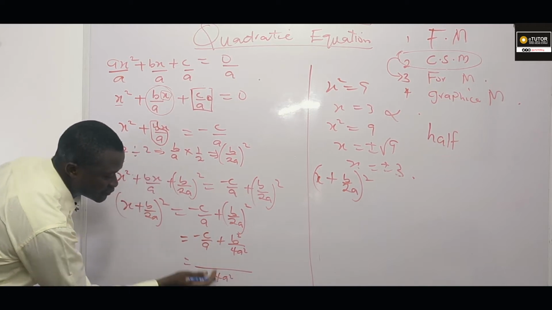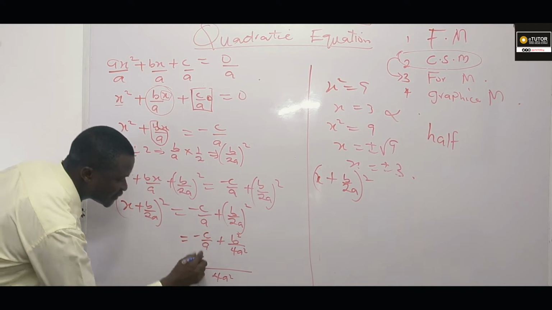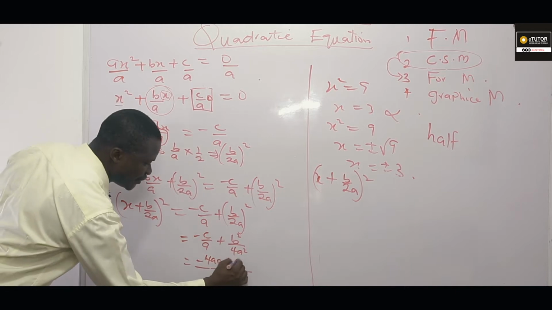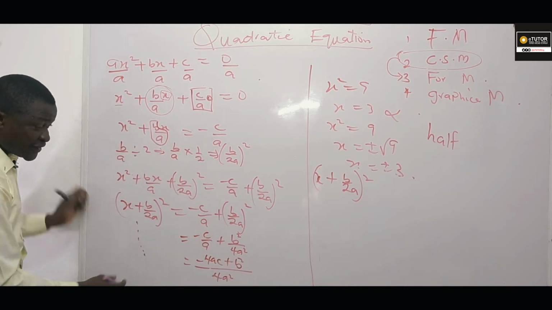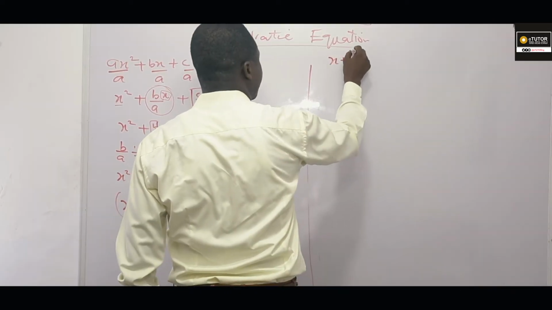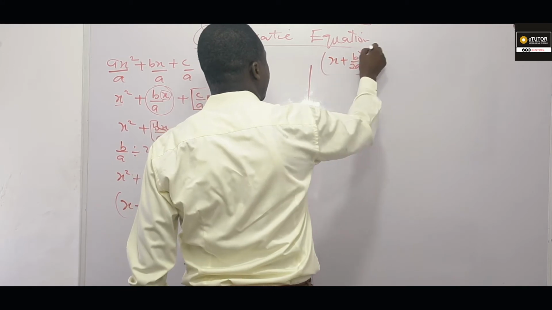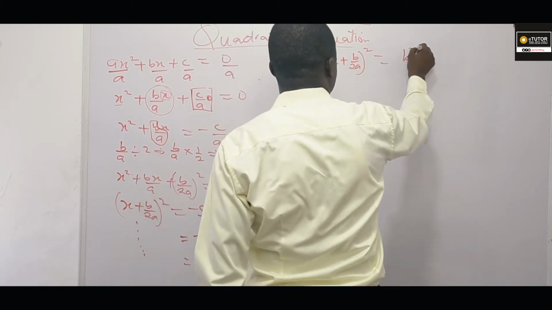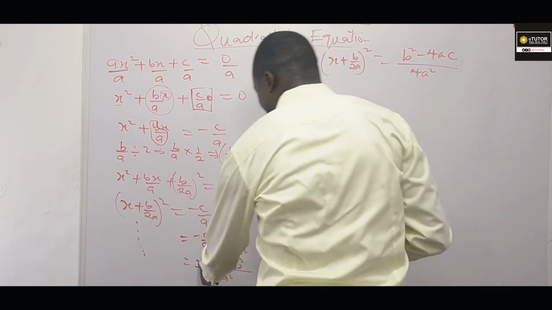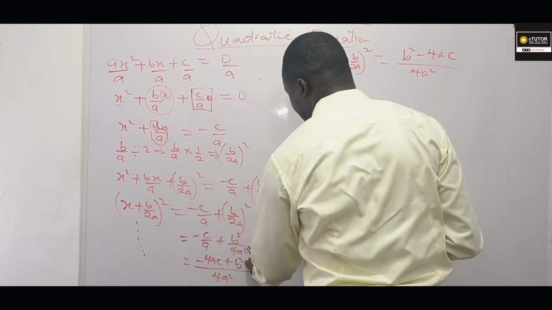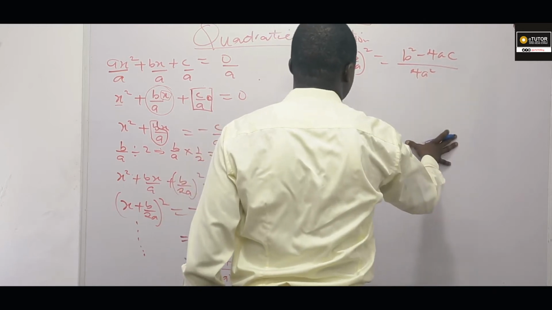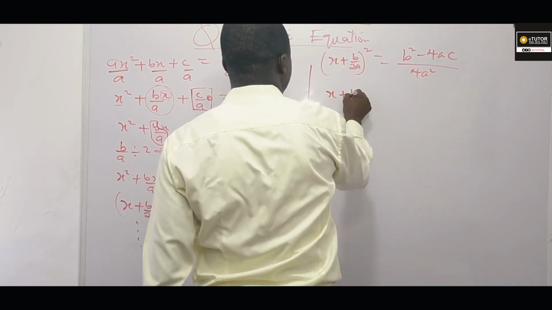4a squared. a in this times this, minus 4ac. This in this times this, b squared. This one is still here. It said factorize the right-hand side and solve for x. So we are trying to solve for x now. So we have x plus b over 2a, squared, equal to what? b squared minus 4ac over 4a squared. Minus 4ac plus b squared is the same thing as b squared minus 4ac. So in factorizing the right-hand side to solve for x, we have this.